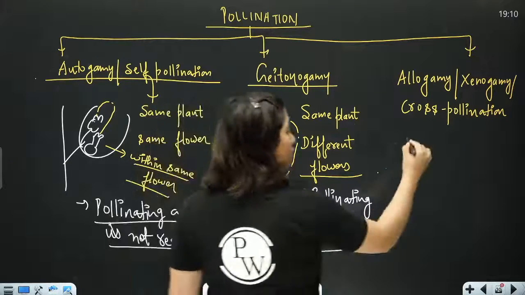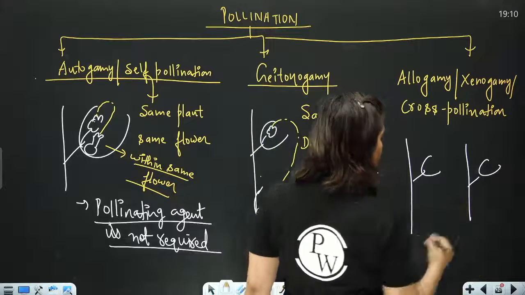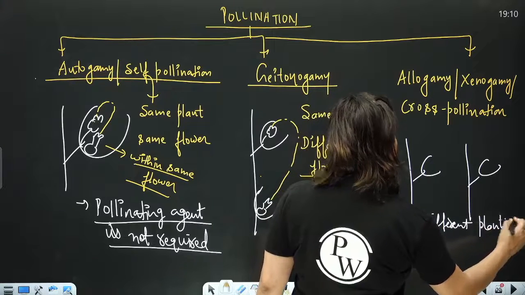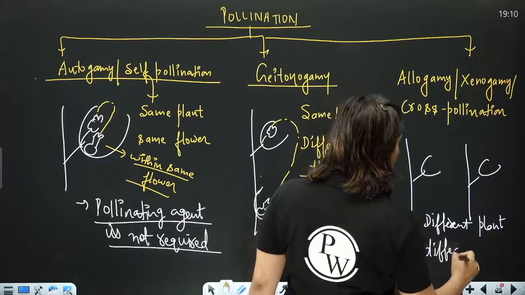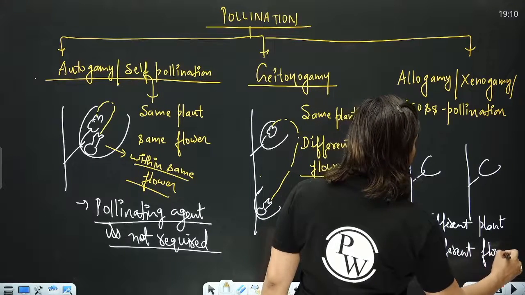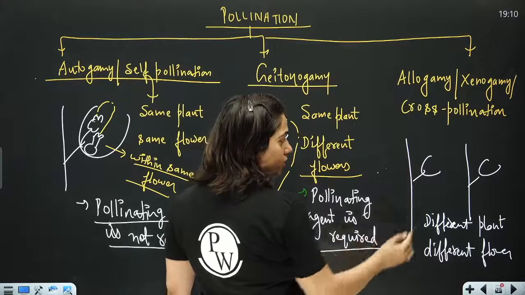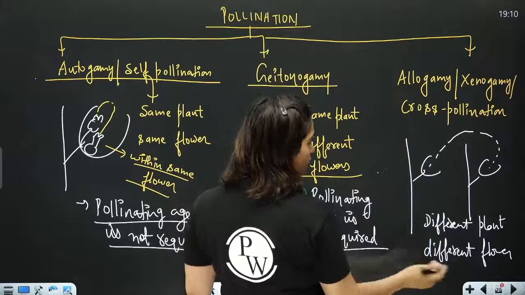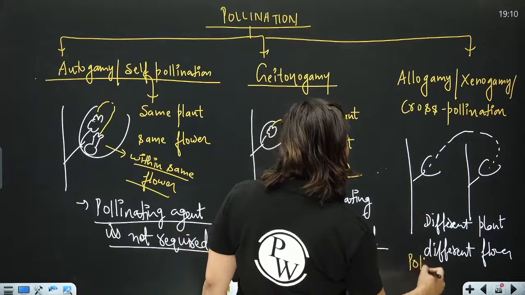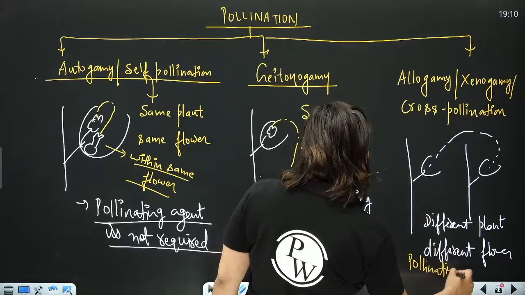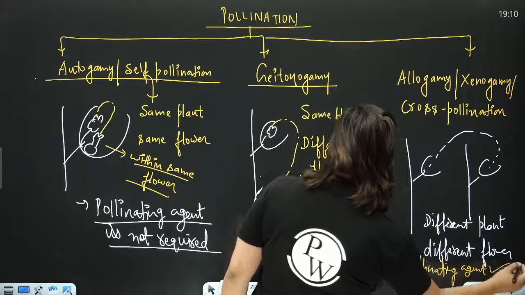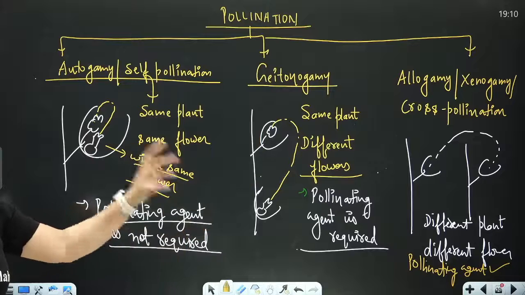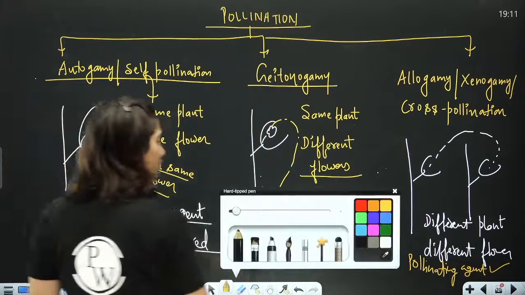Okay. Cross-pollination means different plant, different flower. This flower is present on a different plant and this flower is present on a different plant, right? So this is xenogamy, allogamy or cross-pollination, and obviously a pollinating agent is required. Without a pollinating agent, cross-pollination will not occur. So these are the three types of pollination: autogamy, geitonogamy and allogamy. Clear?